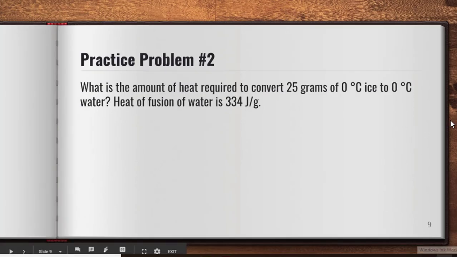It says, what is the amount of heat required to convert 25 grams of 0 degrees ice to 0 degrees of water? The heat of fusion of water is 334 joules per gram. Well, this one's actually pretty straightforward. So it's asking for the amount of heat required.